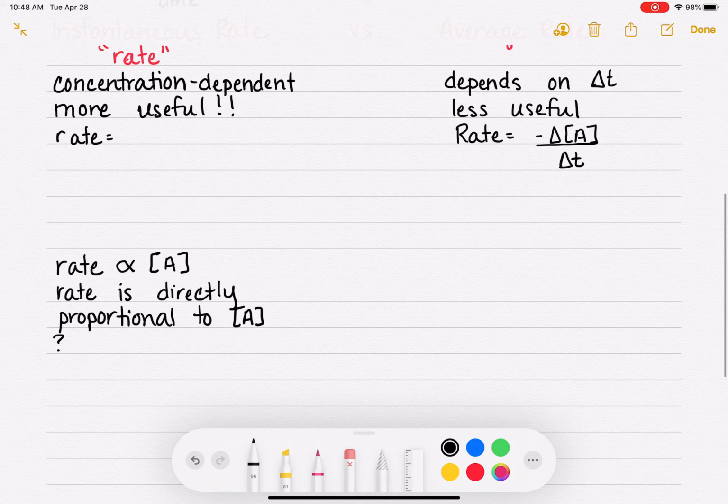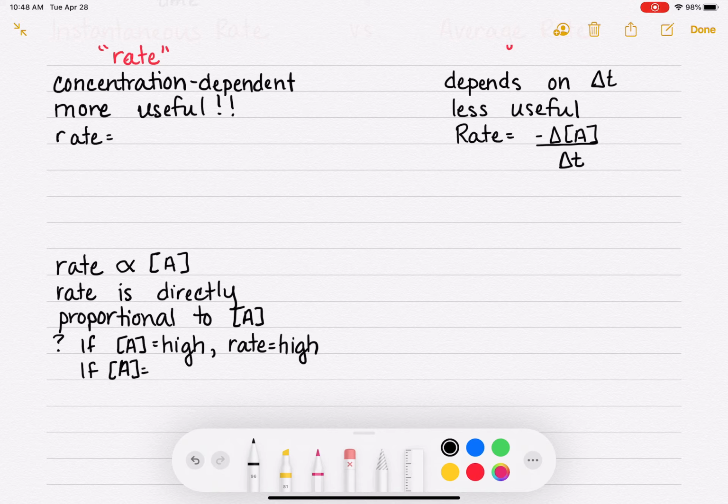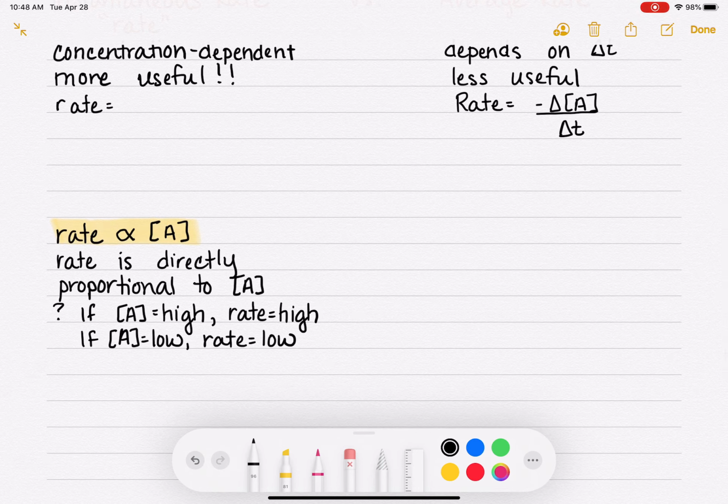That means if the concentration of A is high, like at the beginning of the reaction, then the rate is also high. And if the concentration of A is low, then that means the rate of the reaction is going to slow down and the rate will be low as well. So the rate is directly proportional to the concentration of A, and direct proportionalities are not super useful for calculations.